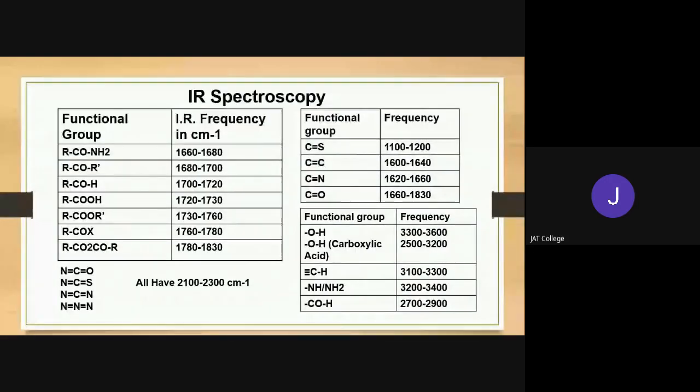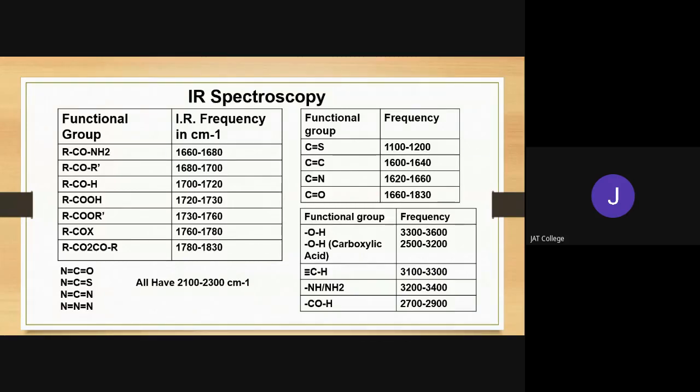Now, IR spectroscopy. So here some basic functional groups with their IR stretching frequencies are given in front of you. What you have to do? When you are studying IR spectroscopy, you just have to remember this chart, which is in front of your screen. You just have to remember the IR stretching frequency of some important functional groups, that's it. You don't have to remember anything more out of this.